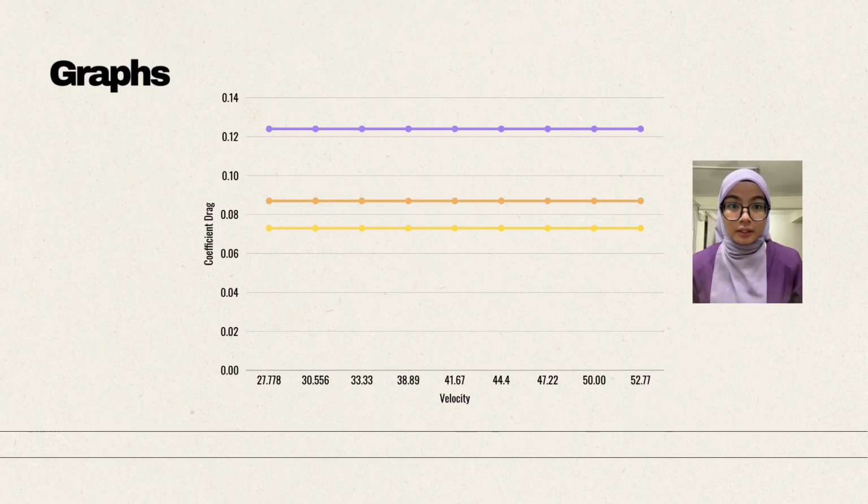This slide shows the graph of drag coefficient versus velocity. From the graph, we can see that the drag coefficient remains constant for all velocity values. Each line represents different models, and although the values are slightly different, they do not change as velocity increases. This indicates that the drag coefficient is independent of velocity in this analysis. In conclusion, while velocity affects drag force, it does not significantly affect the drag coefficient for this model.